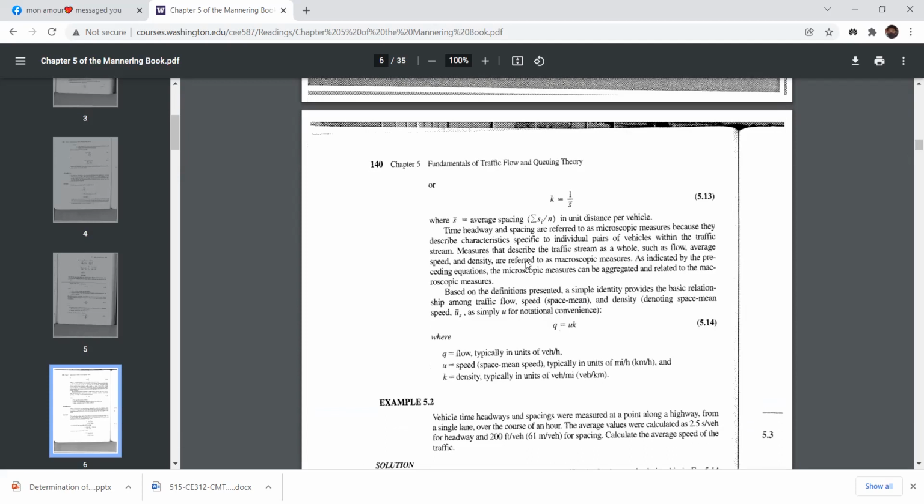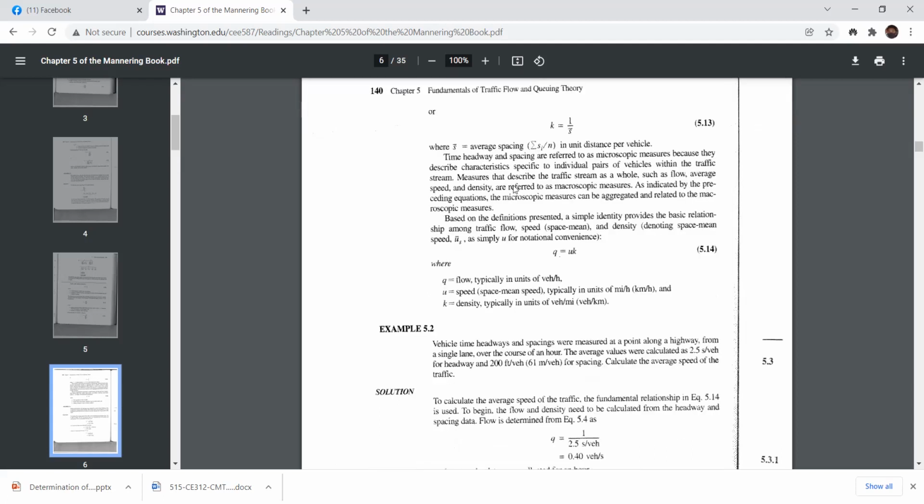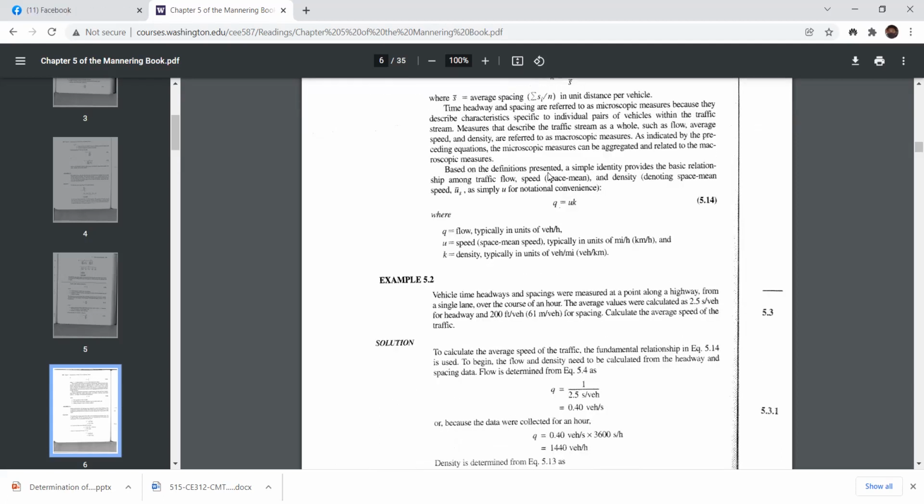As indicated by the preceding equations, the microscopic measures can be aggregated and related to the macroscopic measures. Based on the definitions presented, a simple identity provides the basic relationship among traffic flow, space mean speed, and density, denoting space mean speed as simply U for notational convenience, where Q is the flow, typically in units of vehicles per hour, U is the space mean speed, typically in units of miles per hour or kilometers per hour, and K is the density, typically in units of vehicles per mile or vehicles per kilometer.